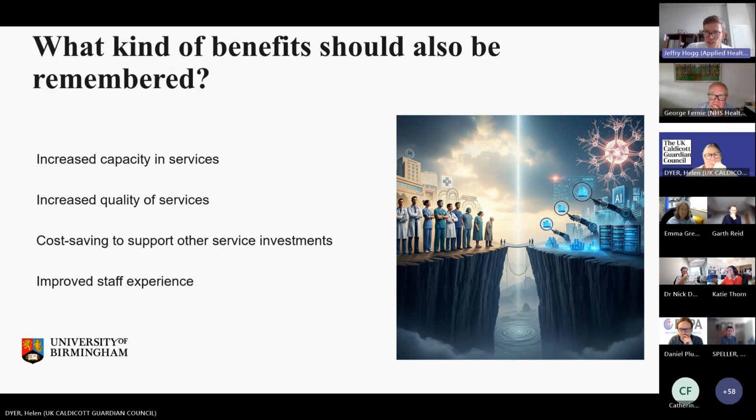Having shared all that doom and gloom, I do think it's also important to remember the potential benefits of AI, which are around increasing capacity in services which are obviously under a lot of demand, increasing quality, occasionally cost saving, though that is something that's more challenging and there's less evidence of so far, and in some settings improving staff experience as well. If we can move on to the next one.